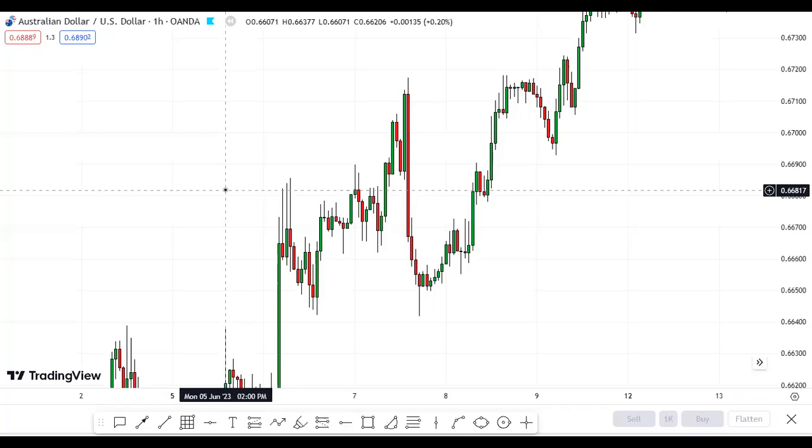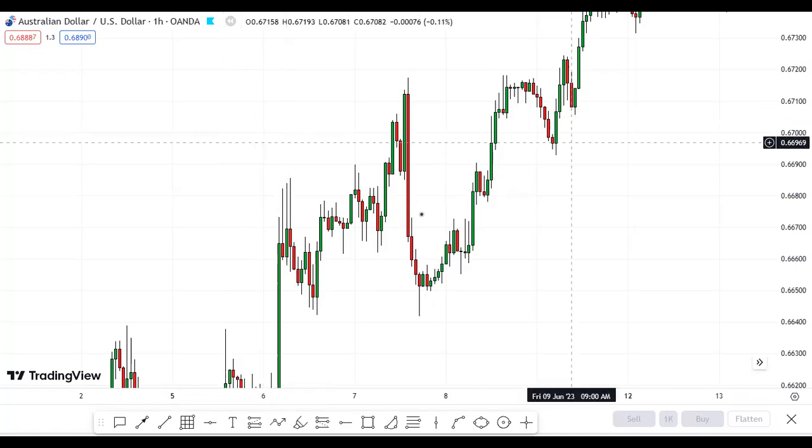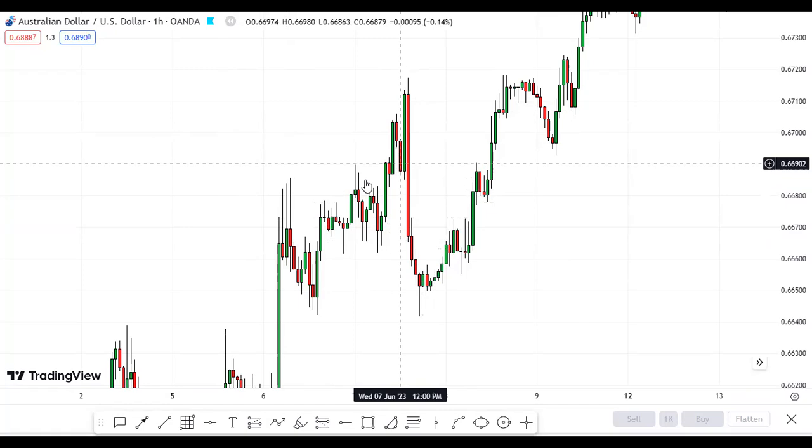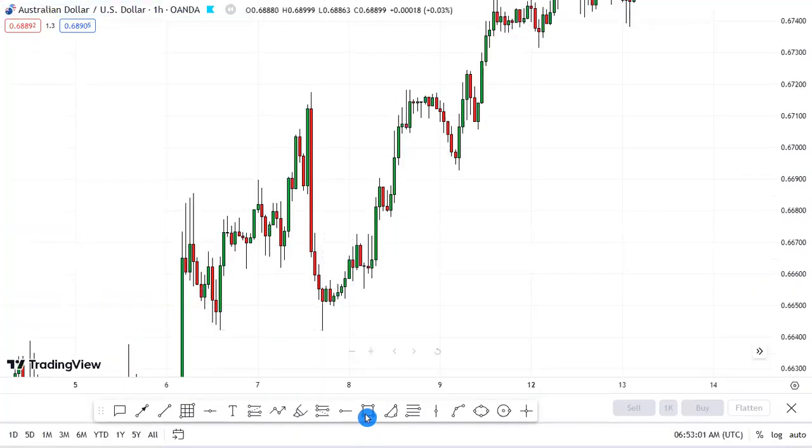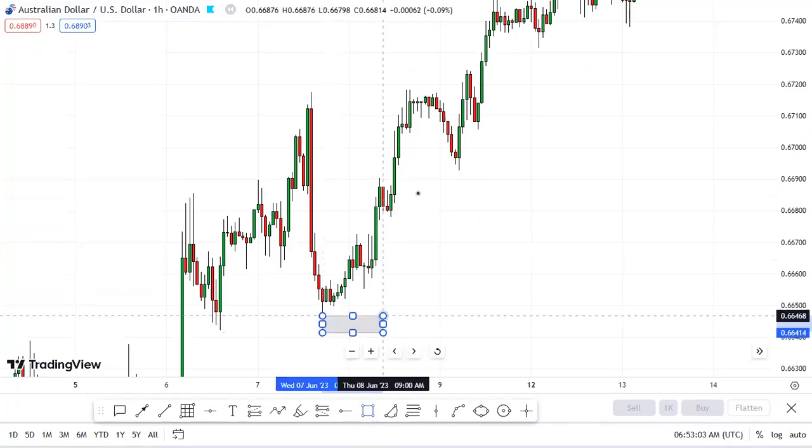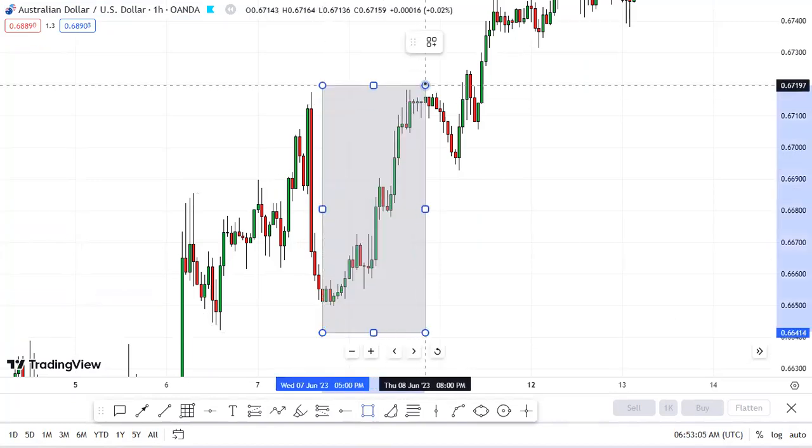Let's see how we can draw the discount, equilibrium, and premium zones. They will help us find good entries, very good order blocks. For example, let's take this zone, from here up to here.